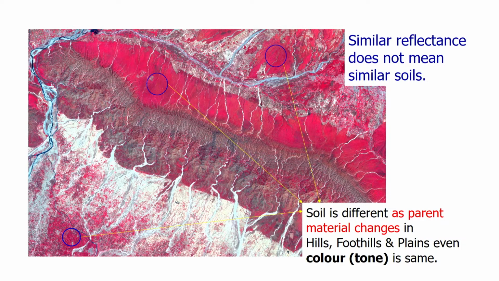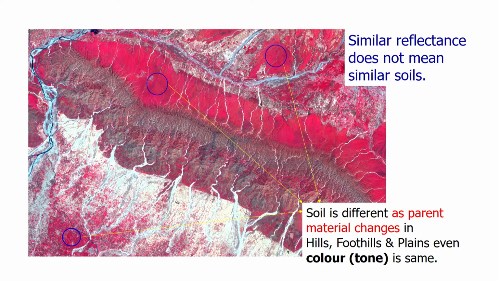I am showing you one satellite image. You see at 2 points, the colors on the satellite image are the same, which means similar reflectance is there, but similar reflectance does not mean similar soil, because here and here soils are different, because the parent material is different, so therefore the soil will be different. So even when there is a vegetation cover, when we want to study subsurface, then we go for the indirect approach.